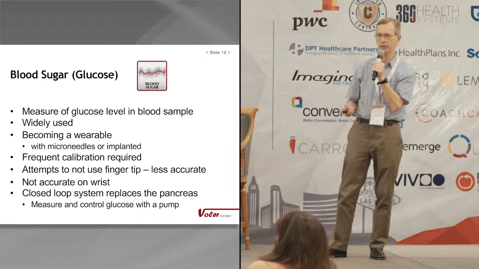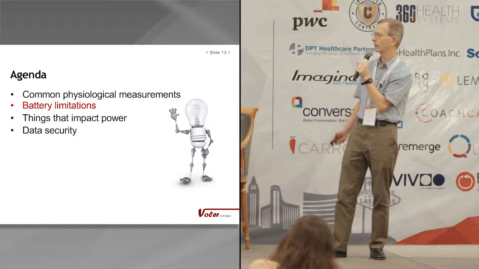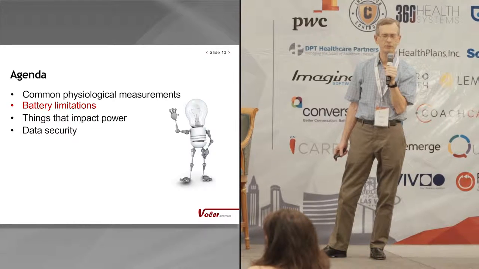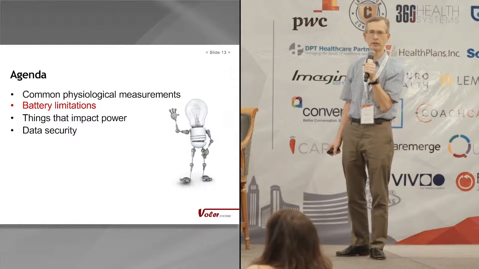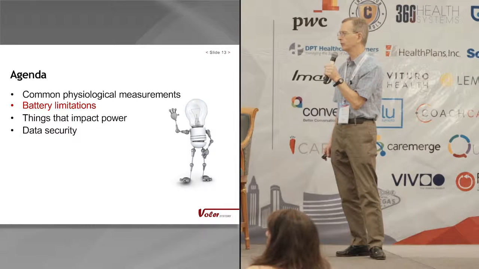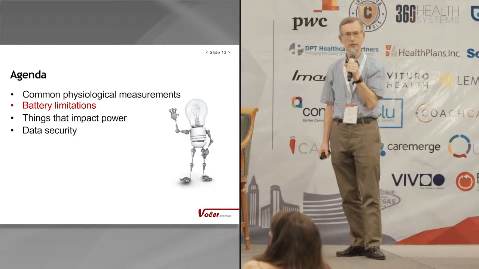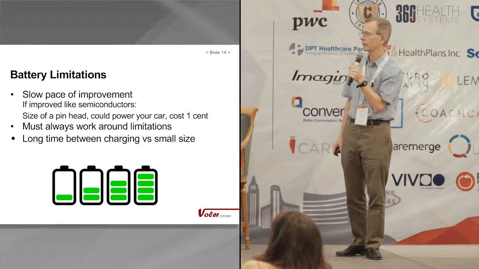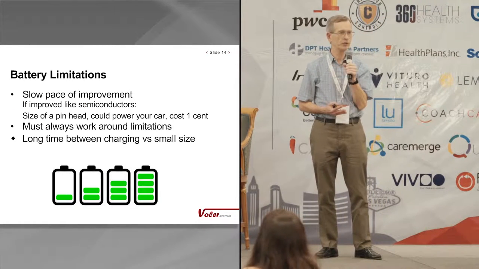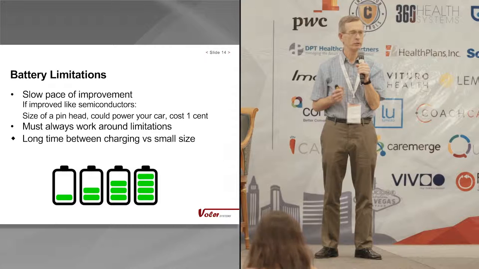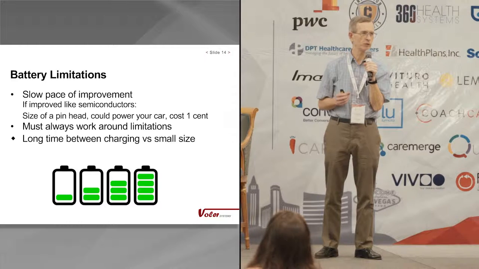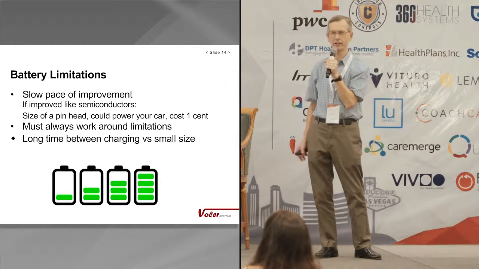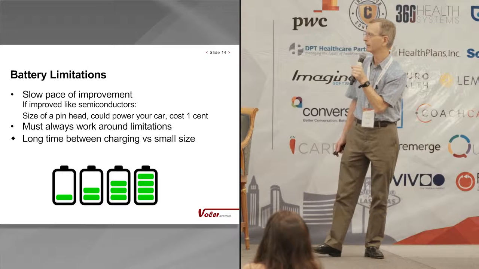So let's talk a little bit about battery limitations. If you've got a wearable device, the battery is always a major limitation. It's going to limit a lot of what you can do. And the reason is that batteries are not changing very fast. If batteries had improved the way semiconductors have improved, you would get a battery the size of a pinhead that would drive your car, and it would cost a penny. And as you know, we are a long, long way from that, and we'll never get close to it.